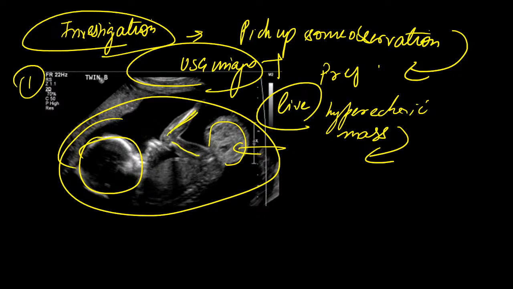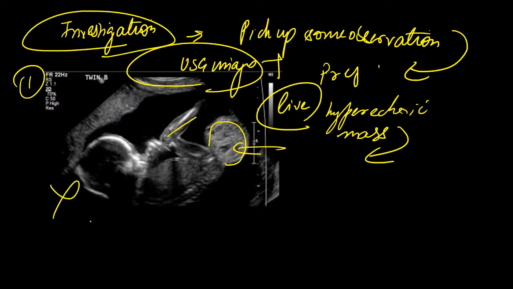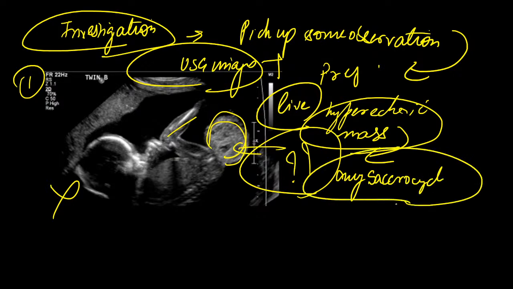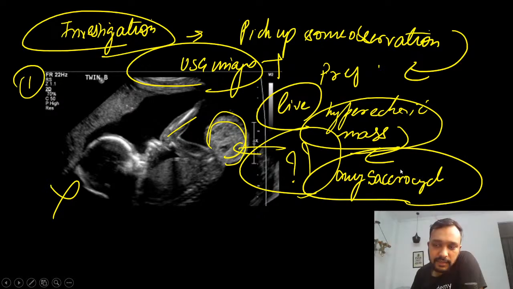Rather, this is your lower limb of the fetus. This is your thigh and this is your leg of the fetus. So this is not an omphalocele or a gastroschisis, right? What we can see is a hyperechoic mass in the sacrum of the fetus. So any guesses what this mass can be? Any sacrococcygeal mass that you are aware of within a fetus? Anyone, guys?